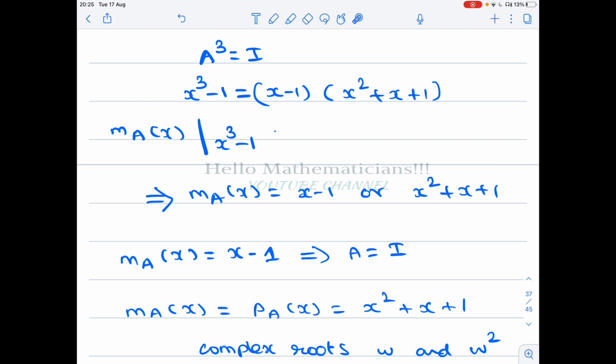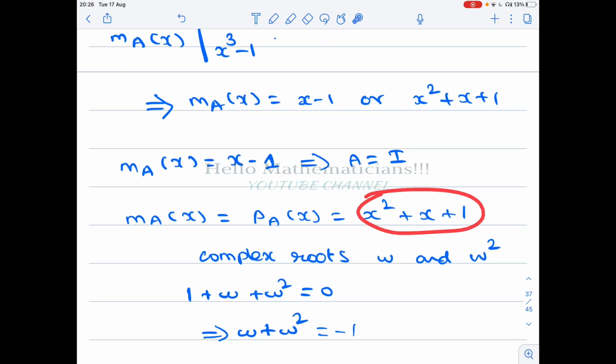Okay, so if it's a 2 by 2 matrix, then its minimal polynomial can be of at most degree 2. Now if this is the minimal polynomial, then we get A equal to identity. You just substitute the matrix A here, you get A equal to identity. Therefore, this is not possible. Therefore, this should be the minimal polynomial. But this is already a degree 2 polynomial. If it is a 2 by 2 matrix and the degree of the minimal polynomial is 2, then that should be the characteristic polynomial also.